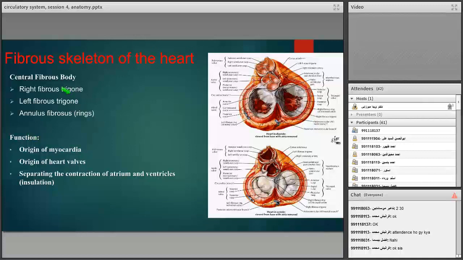What is the function of the fibrous skeleton of the heart? One of the functions is that they could be an origin for the myocardium. How? From these rings to the superior part, we have the atria. We can't see them in this slide.